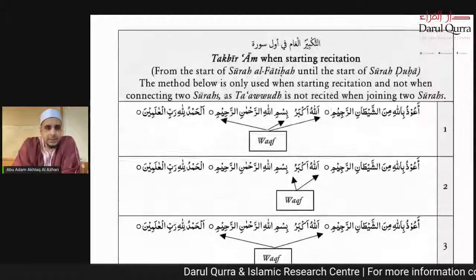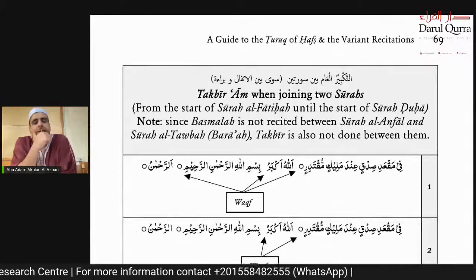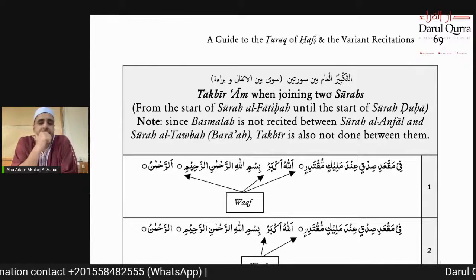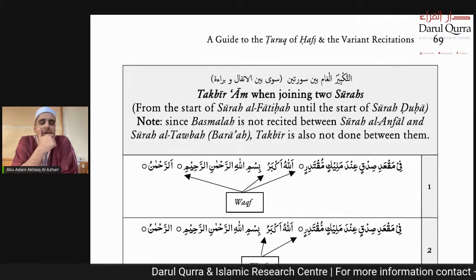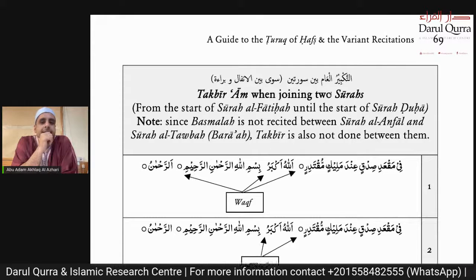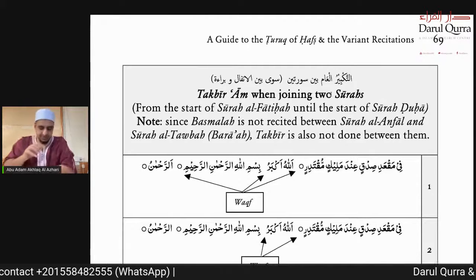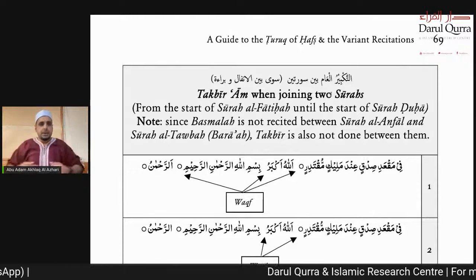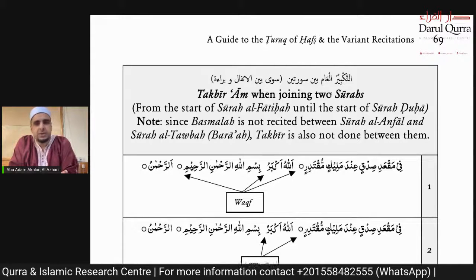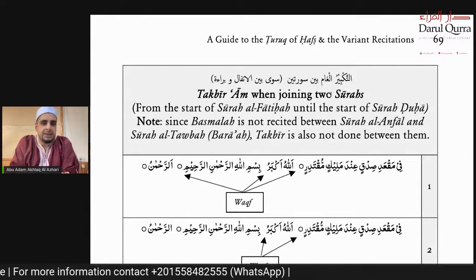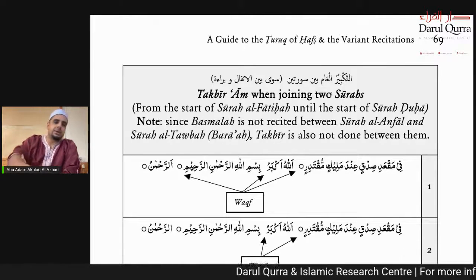That was page 68. Let's look at page 69. So that was basically joining the takbir in the beginning of your recitation, and that was takbir aam, the general takbir, involving istiaza. Now we're looking at takbirul aam again, bain as-suratayn, between two chapters, from the start of Surah Al-Fatiha until the start of Surah Duha. Note, since basmala is not recited between Surah Al-Anfal and At-Tawbah, also known as Bara'ah, takbir is also not done between them. So let's look at them.